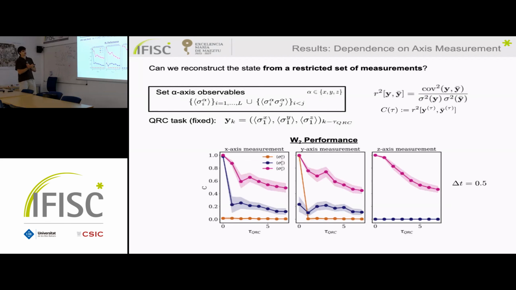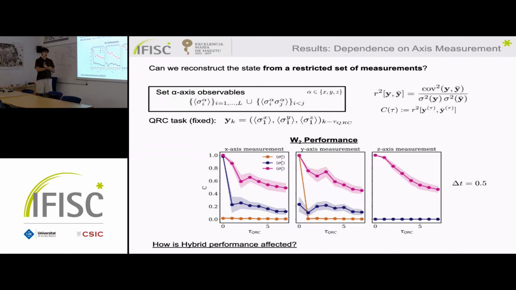To see this, we use the capacity, which is just the square of the Pearson correlation coefficient, namely that 1 is the perfect value and 0 means the task cannot be performed. And we consider here measuring only Z observables. We can see how we can only get information about the Z projection of the input, whereas with X and Y, we have information about Z and an additional direction. But the memory fails abruptly at tau 1, so this system has no memory.